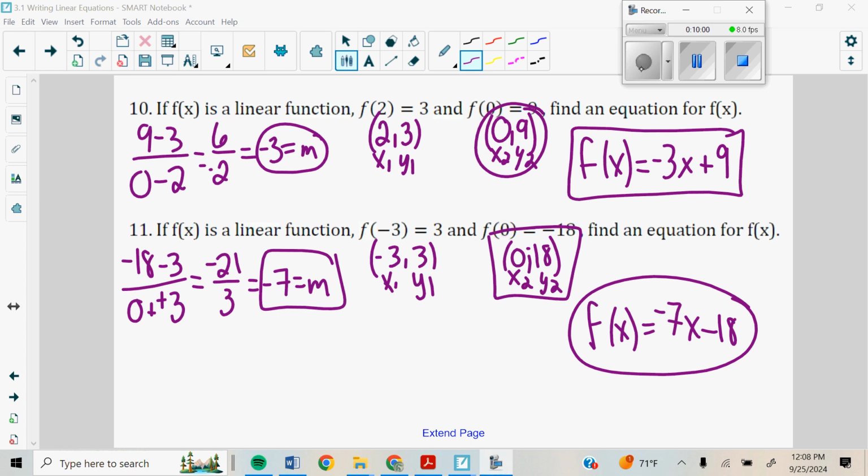All right, so take a look here. I wrote those as ordered pairs, and then I did my slope formula, so negative 18 minus 3, and then I had 0 minus negative 3, so turn that to plus a positive, and then that simplified to a slope of negative 7. We knew our y-intercept was negative 18 because it was in the ordered pair, 0, negative 18. So my function is f of x equals negative 7x minus 18.